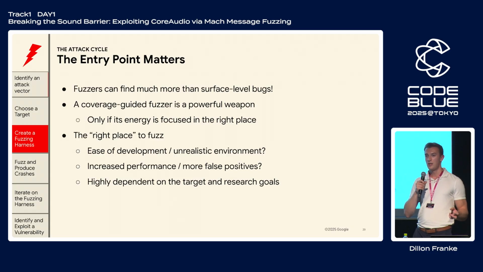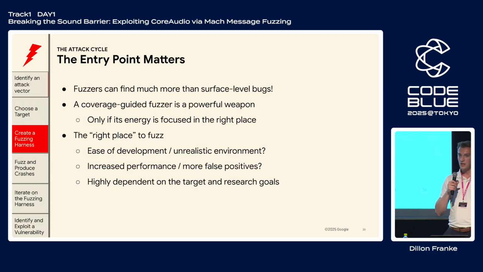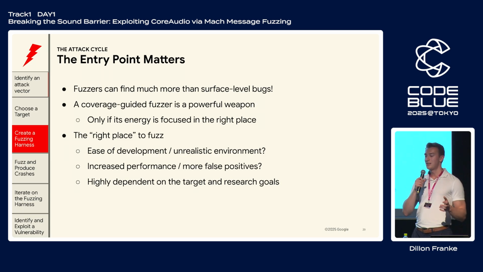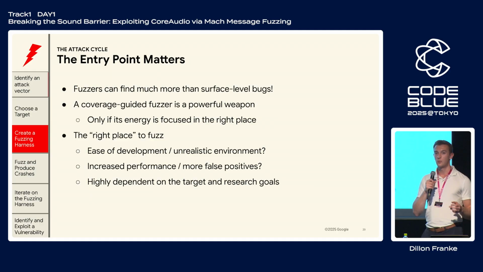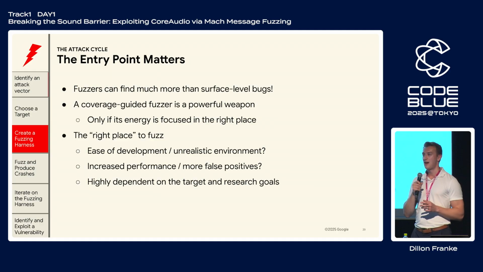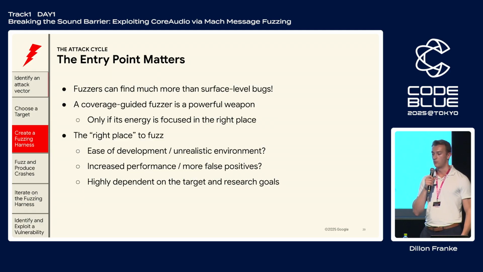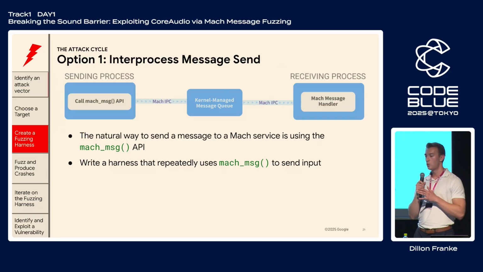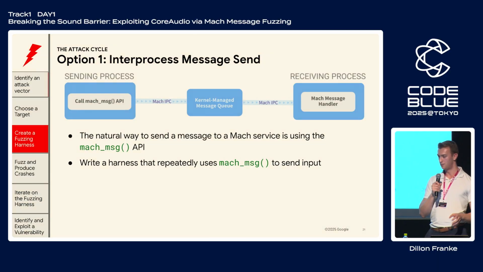And so the right place to fuzz is very deterministic. It depends a lot on the ease of development. You might want to do something really quick and maybe forego targeting deep parts of the code base. Or you might want to keep your environment more realistic. You might care more about increased performance versus having more false positives to triage through. And so it's very highly dependent on the target and research goals. But I will walk you through the process that I took to figure out where to target and write my fuzzing harness to attach to.